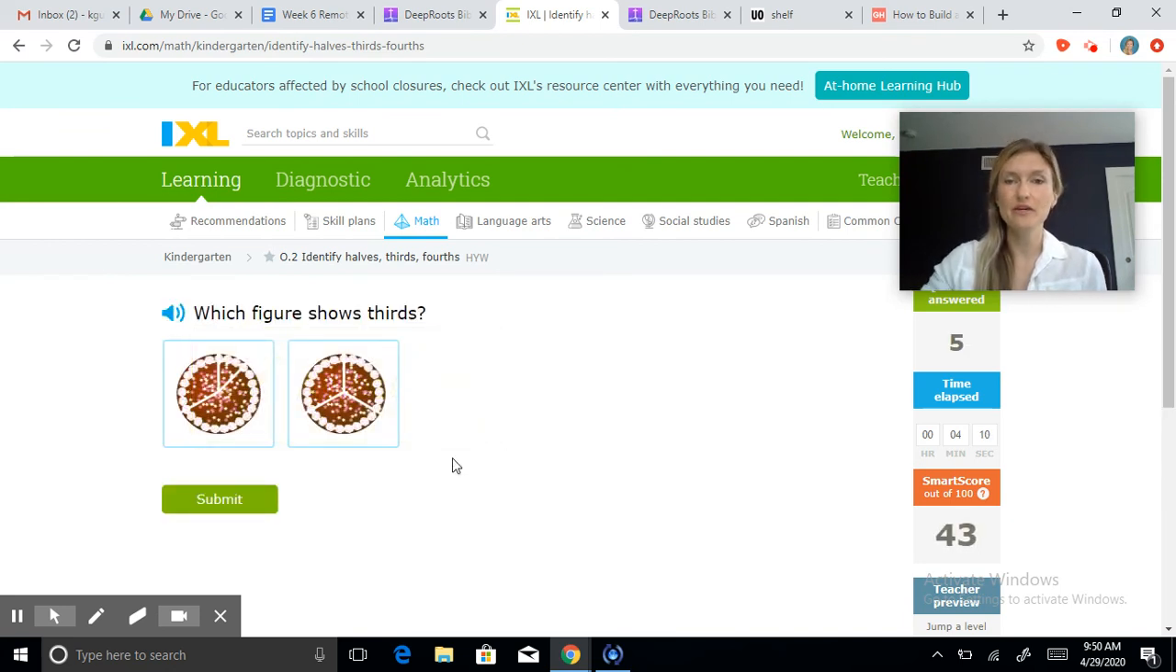Okay, so let's review. Halves is 2 equal parts. Thirds is 3 equal parts. And fourths is 4 equal parts. I mean, if you want to kick it up a notch, we're not doing this today, but fifths would be 5 equal parts. Are you seeing the pattern? You're so smart.